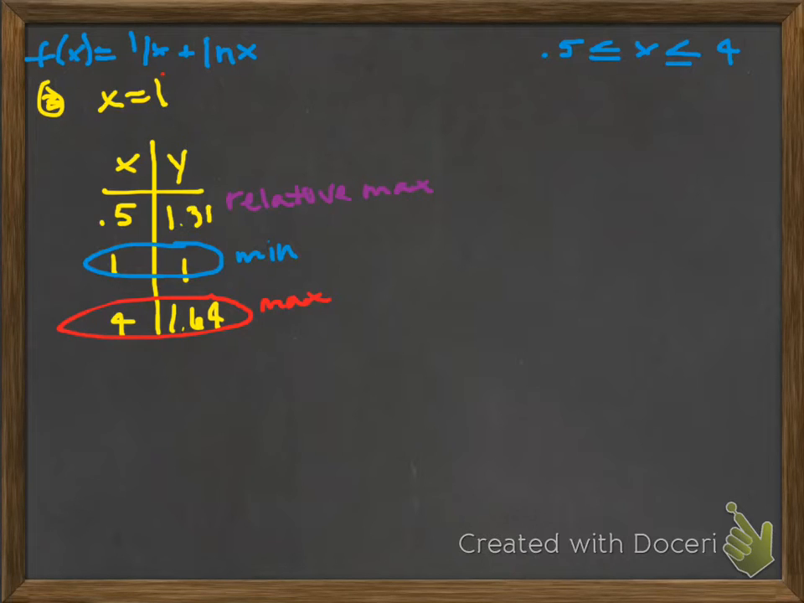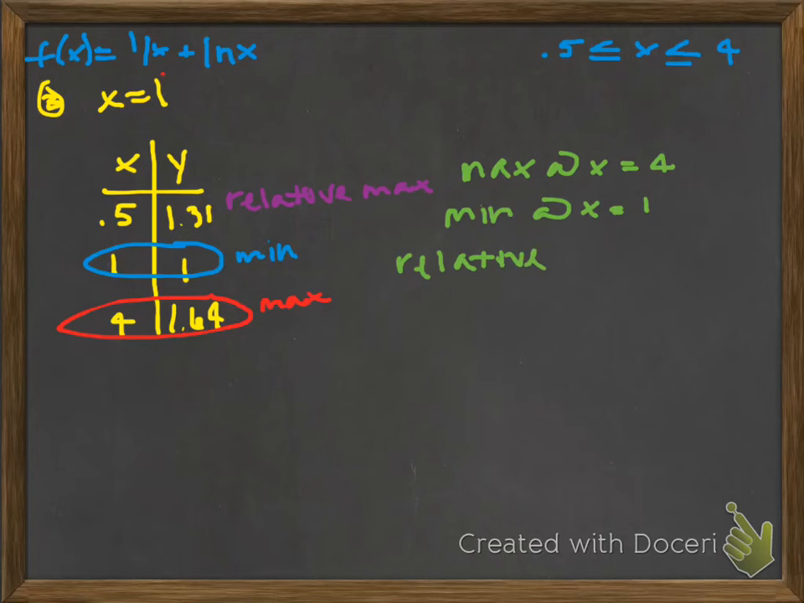Alright, there you have it, the extreme values of a function. We're just going to write that out a little better. So, you have a max at x equals 4, a min at x equals 1, and a relative max at x equals 0.5. Alright, there you are, the extreme values of a function.